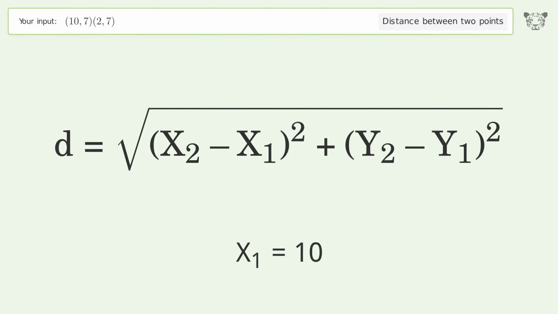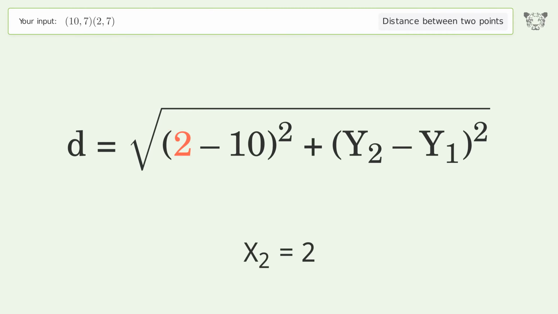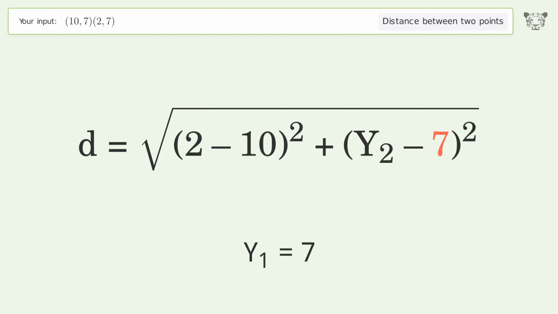x1 equals 10. x2 equals 2. y1 equals 7. y2 equals 7.